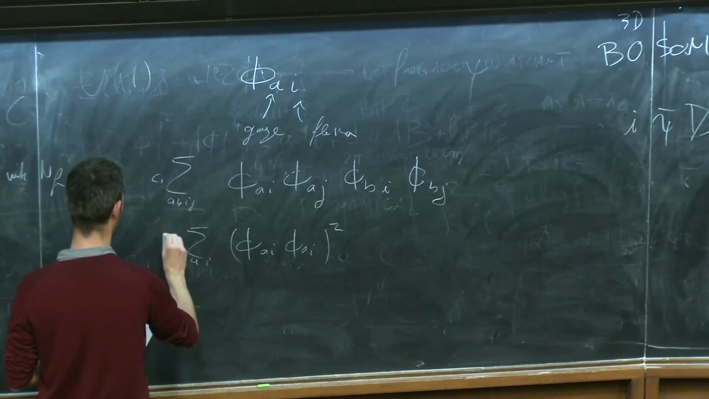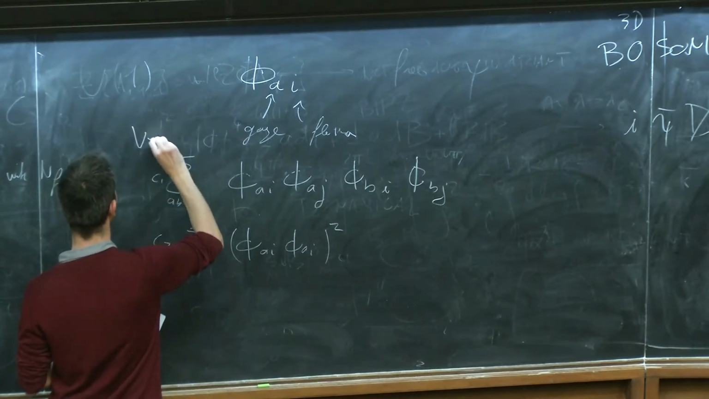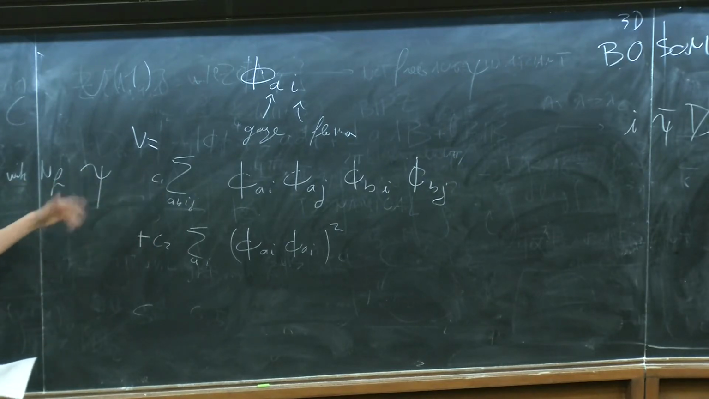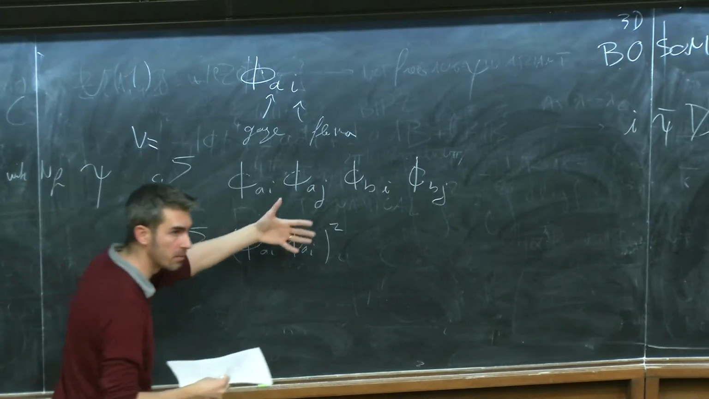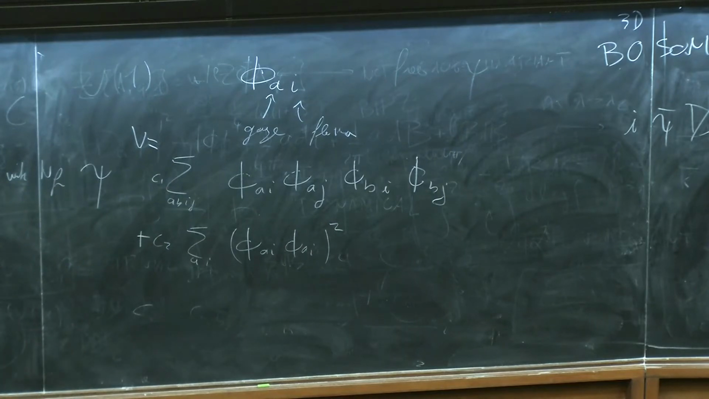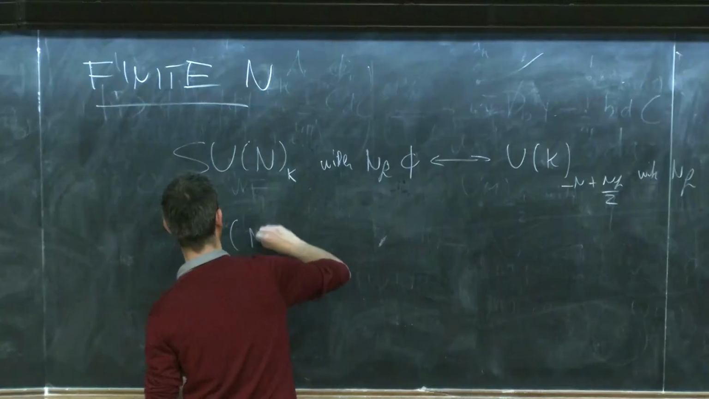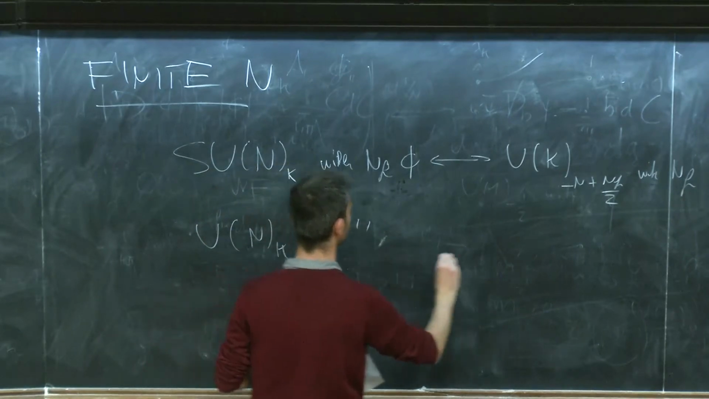So in general, both these interactions will be present with some coefficients that will renormalize to a suitable value in the infrared. And then there is another version which is similar. Instead of having SU U, it has U SU.